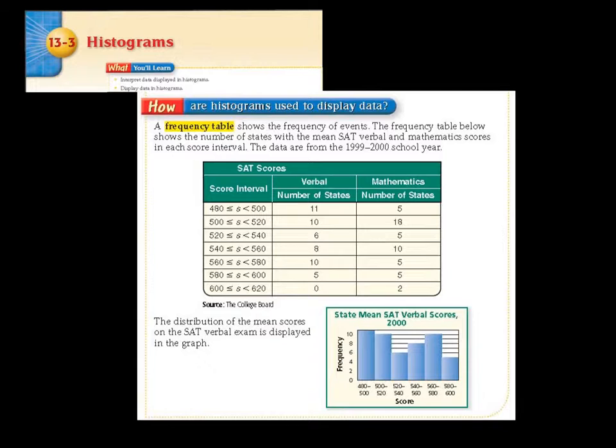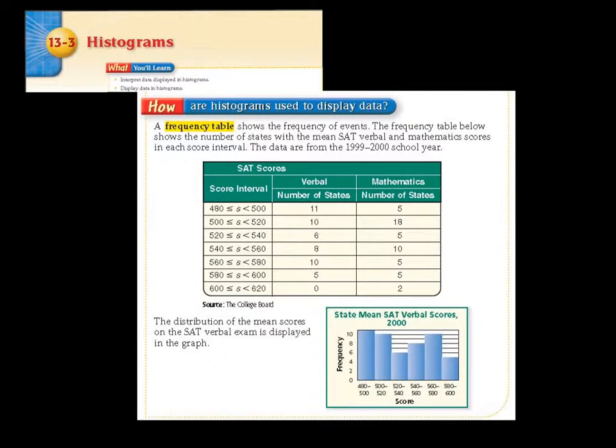The frequency table below shows the number of states with the mean SAT verbal and mathematics scores in each interval. The data are from the 1999-2000 school year. And notice their intervals do not overlap. They went from 480 to 500, not included on this end, and then it's counting the 500 to 520. Because if you counted both ends or didn't count both ends, you wouldn't know what to do with the 500.